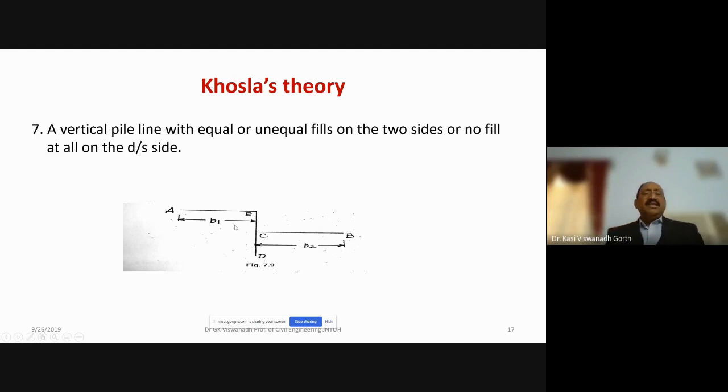Case 7 is a vertical pile line with equal or unequal fills on the two sides, or no fill at all on the downstream side. So you can see here a pile is there. This pile ECD is the pile EC.